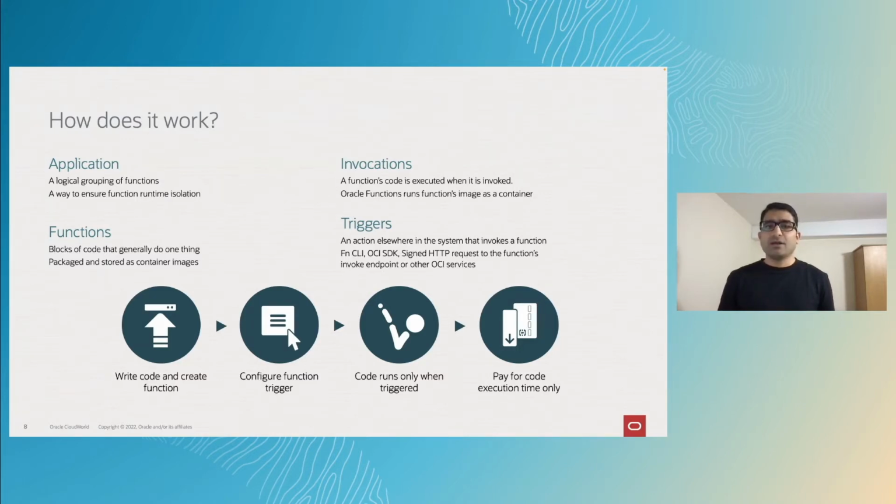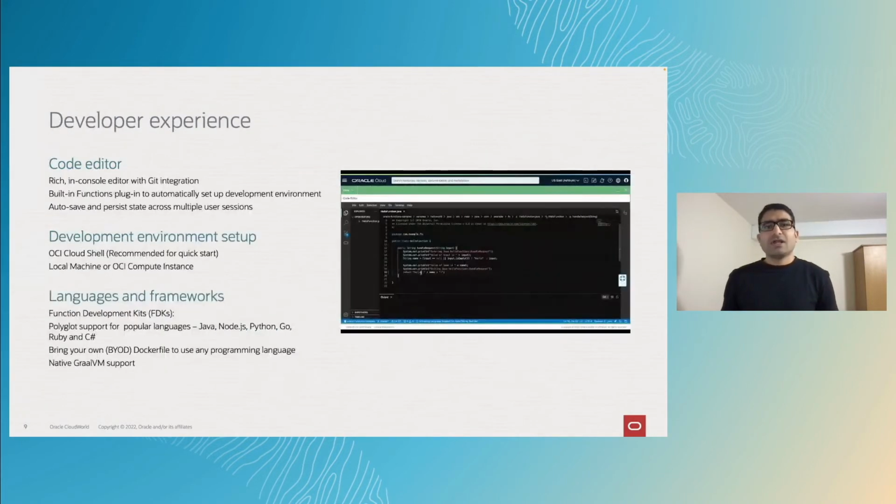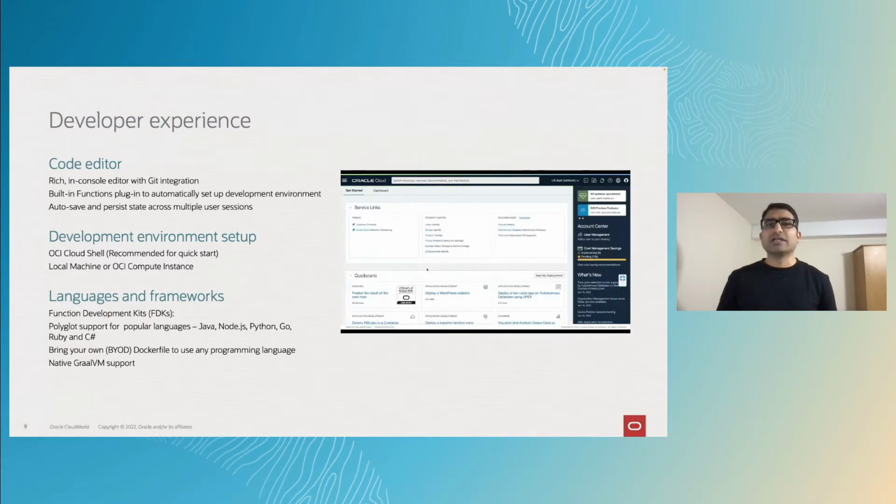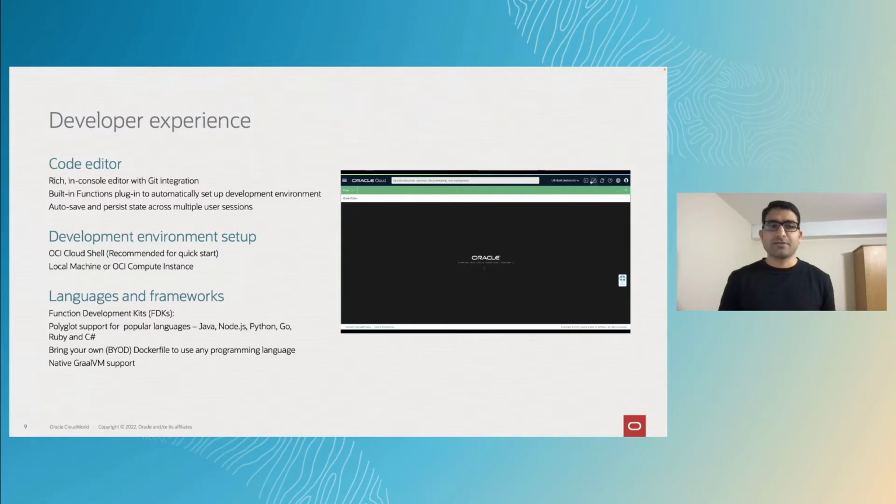And finally, a trigger is an action that happens elsewhere in the system. It could be within OCI or external to OCI, which invokes a function to perform a particular operation. The function can be invoked using CLI, SDK, HTTP, or using other OCI services. Now let's understand how you can develop functions in OCI and what the developer experience looks like.